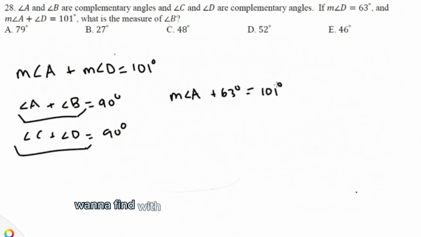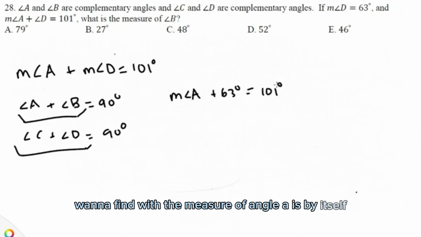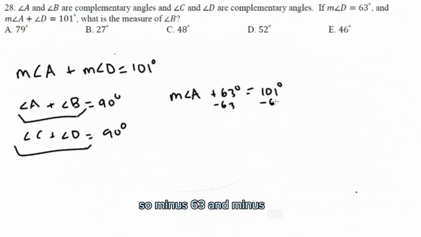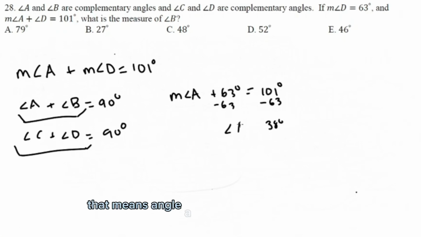Now we just want to find what the measure of angle A is by itself. So we can subtract 63 degrees from both sides. So minus 63 and minus 63. Alright, so 101 minus 63 is 38 degrees. That means angle A, or the measure of angle A, is equal to 38 degrees.